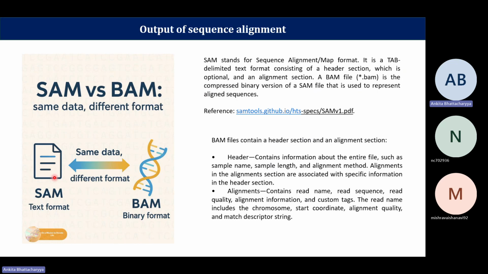And all further analysis steps, whatever is suited to your experimental goals, will be carried out using the BAM file. And the BAM file contains a header section and alignment section. Header contains information about the entire file, sample name, etc., what method has been used for alignment, and under alignment section, you have the name of the read, its sequence, the quality, alignment information, and other custom tags. So that is all the information that fits into a BAM file, and that makes the file much smaller and more usable for further analysis.